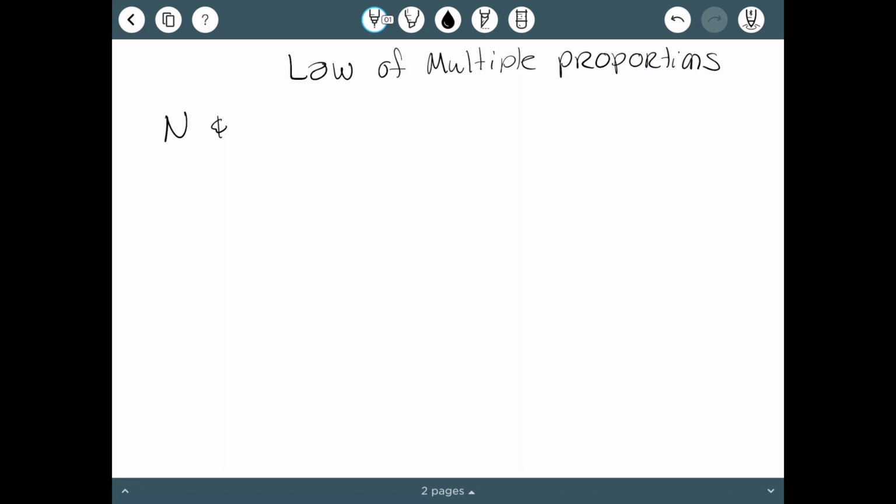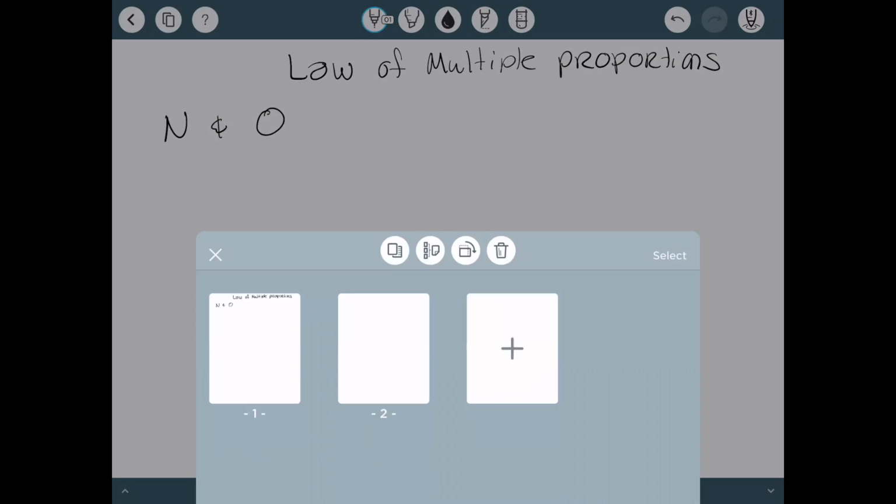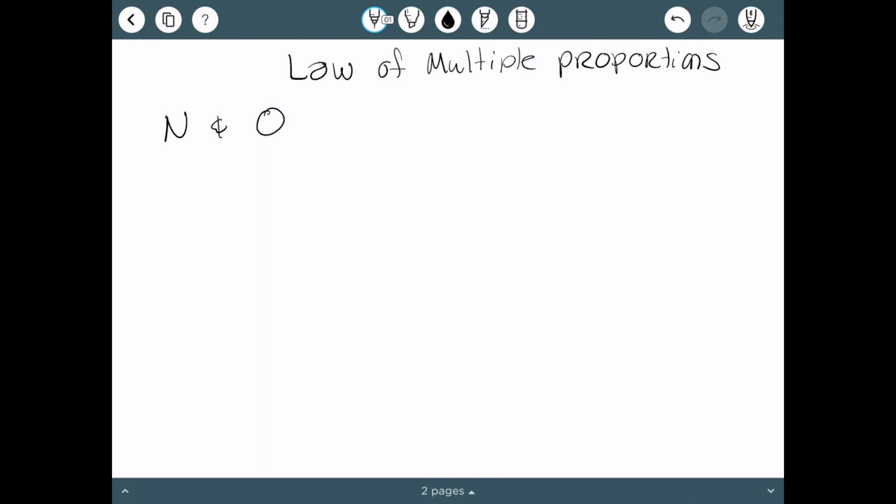N and O. Let's think about two particular molecules that can be formed with N and O. So one would be nitric oxide. Nitric oxide is NO. And now let us look for a moment at nitrous oxide. Nitrous oxide is N2O.